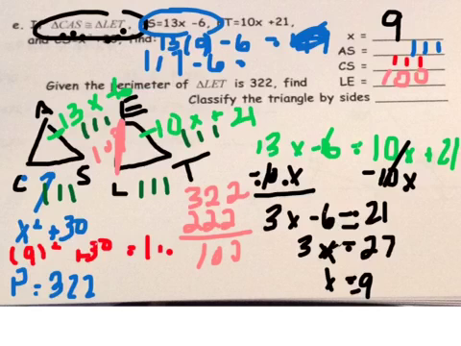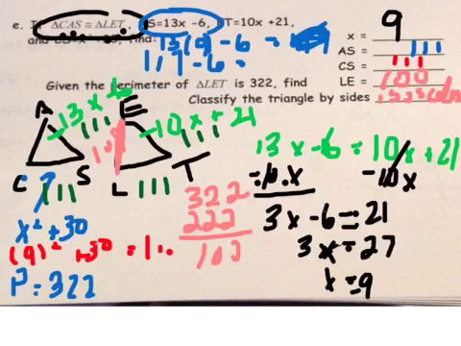Now they say classify the triangle by sides. Do you notice that two sides are equal, like on LET? One side's 100, but there are two sides that are 111. When two sides are congruent, we call that isosceles, right? So when they're asking you to classify it by sides, if two sides are congruent, you're going to say isosceles.